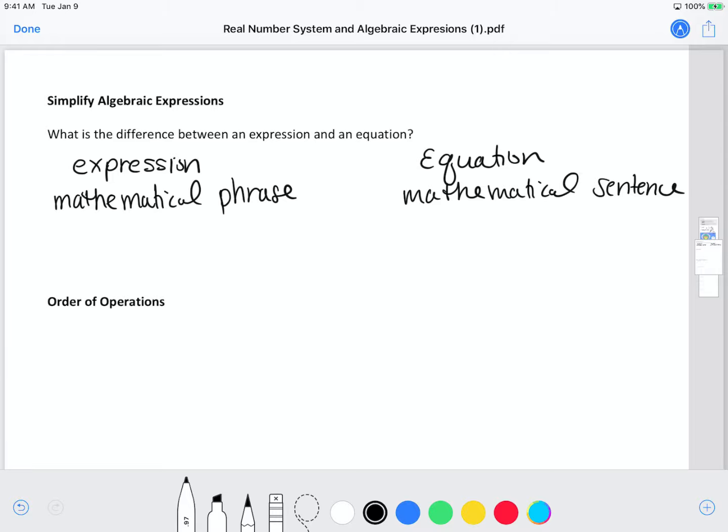Okay, so an equation is a complete mathematical thought and it has an equal sign in it. So, for example, 3x plus 7 is 20. If it has an equal sign in it, then this equation, I would consider that a complete thought. And an example of an expression would be just part of that equation, 3x plus 7. No equal sign. It's not a complete thought.